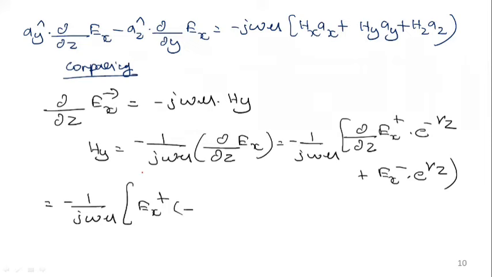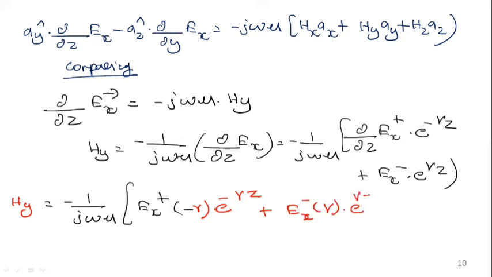So Hy we bring to one side: 1 by j omega mu into dou by dou z of Ex. What we are doing is finally deriving the equation for intrinsic impedance. So this will actually take you to what is intrinsic impedance. Hy is equal to minus 1 by j omega mu Ex plus into gamma into e raised to minus gamma z. Okay, from an examination point of view, you need not write this much derivation.